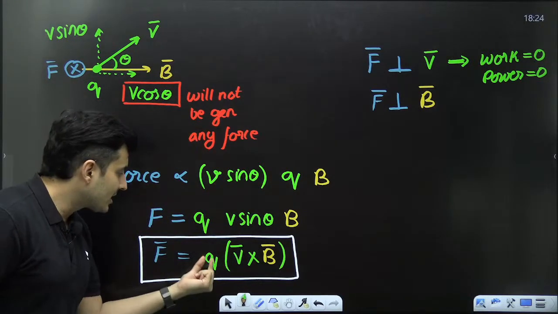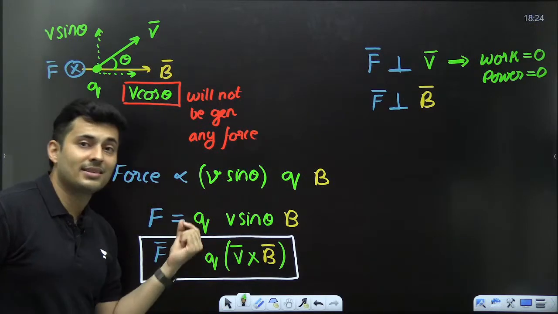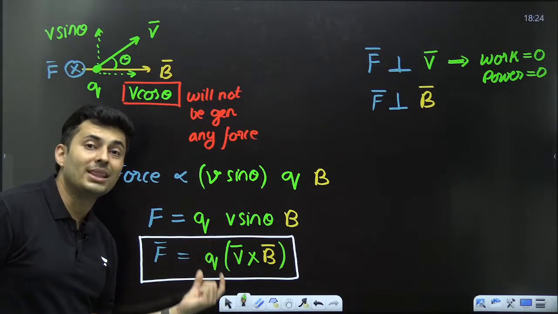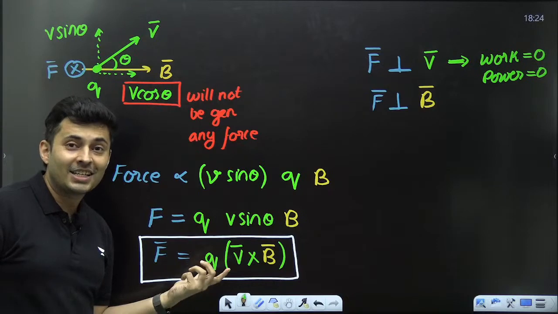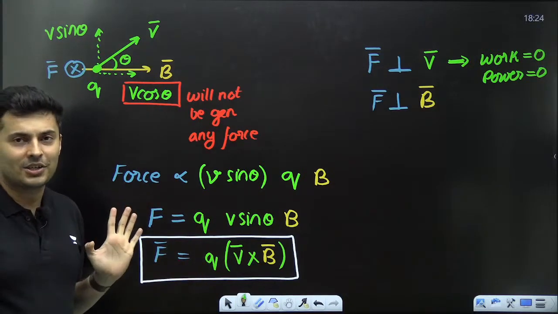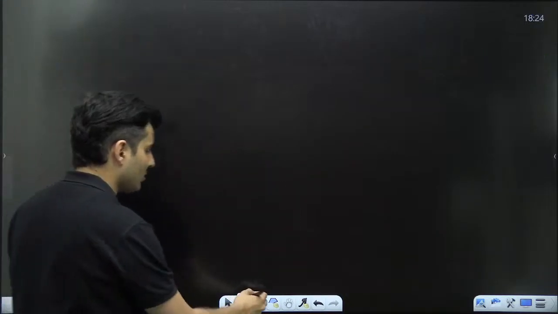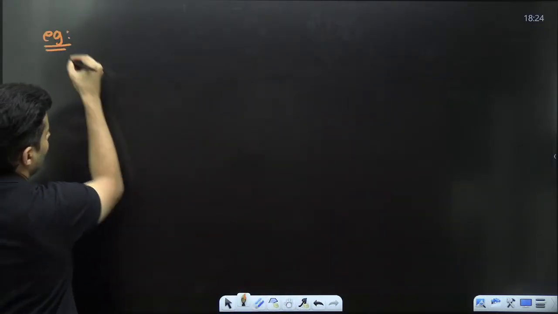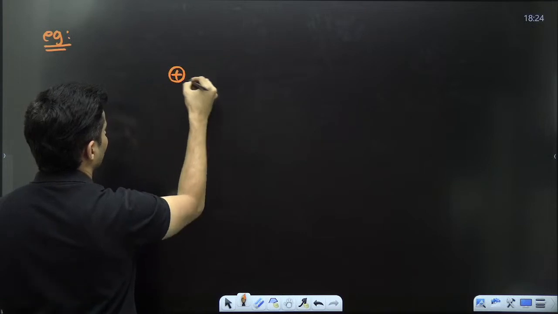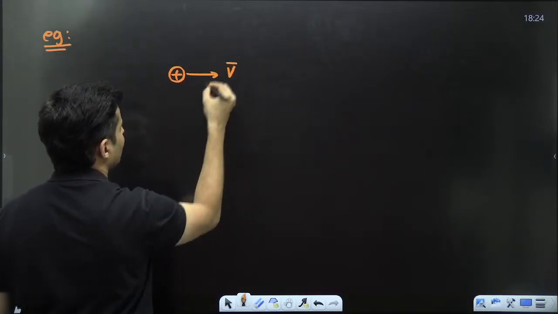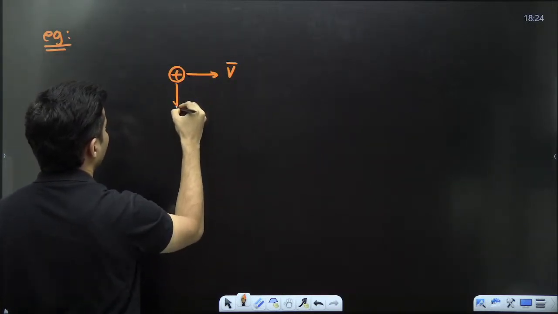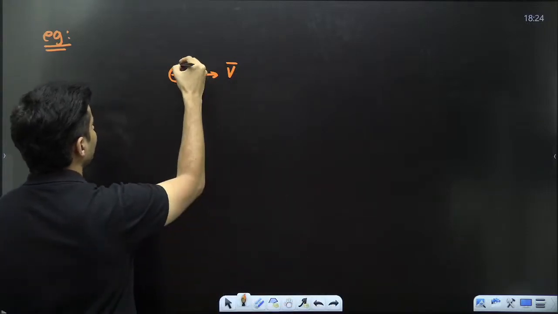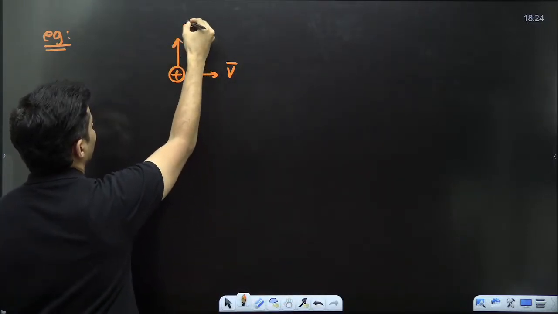Now remember, this q has to be put with the sign. If you change the sign, then the force will change the direction. Let's take some examples so that you understand it. Imagine that there is a positive charge. Let's say it is going like this. Let's say the magnetic field is maybe like this.